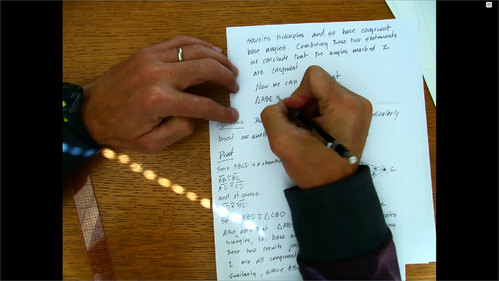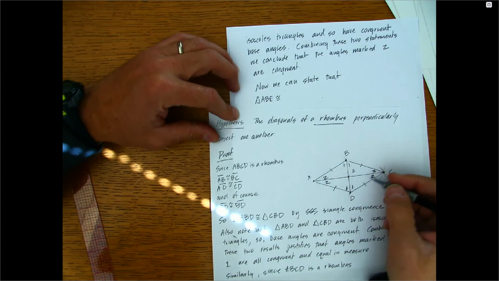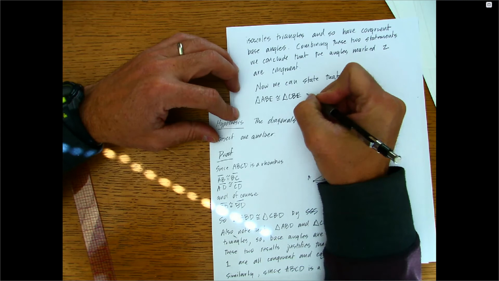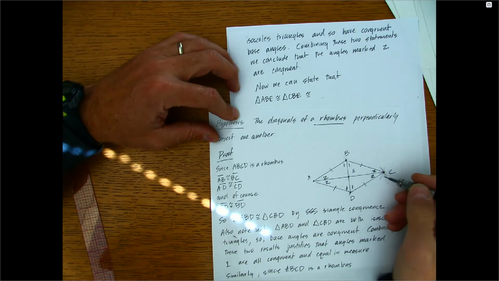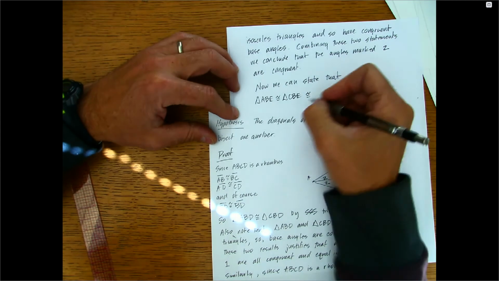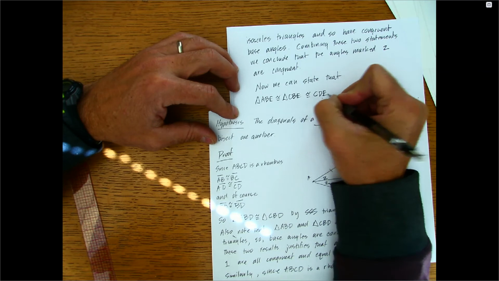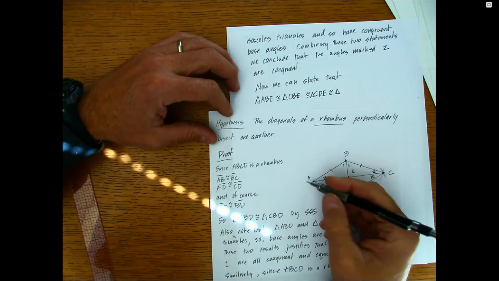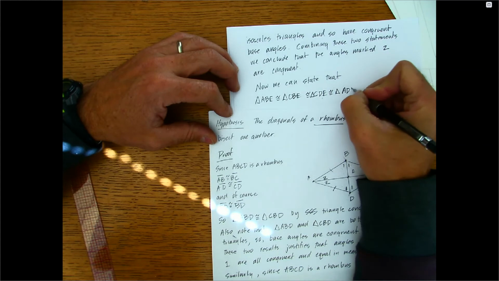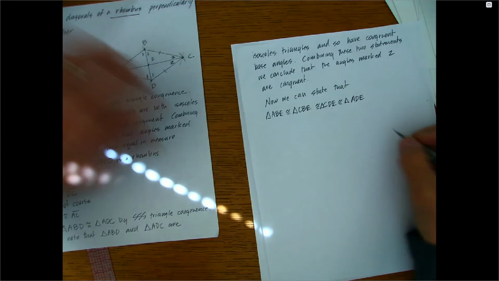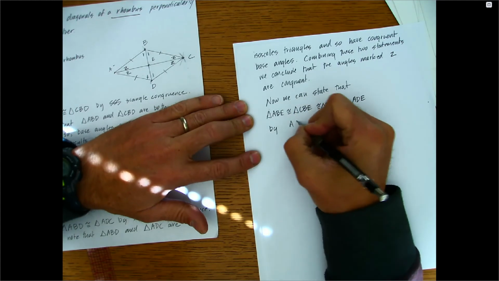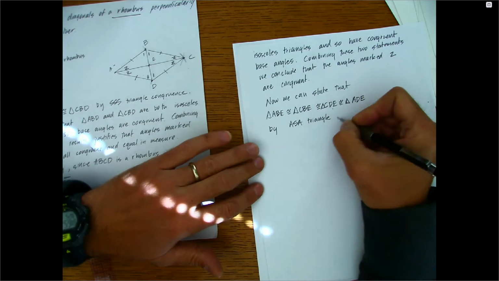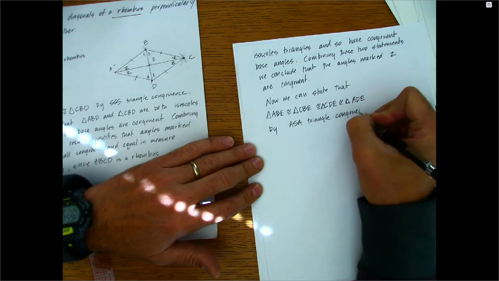ABE is going to be congruent. Let's see, ABE would be congruent to CBE, would be congruent to, let's see, CDE, and that would be congruent to triangle ADE. And that's by angle side angle triangle congruence.